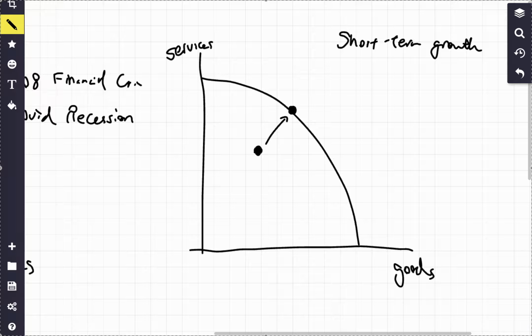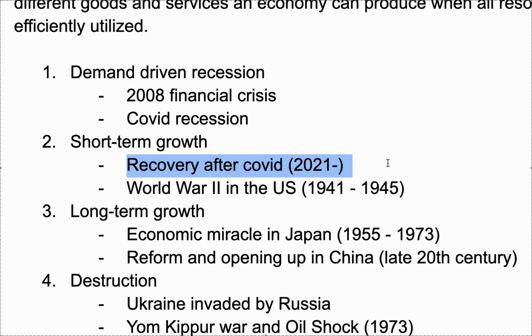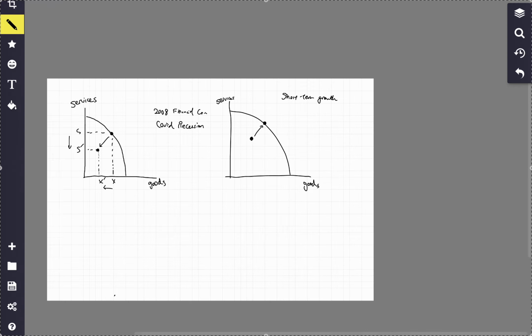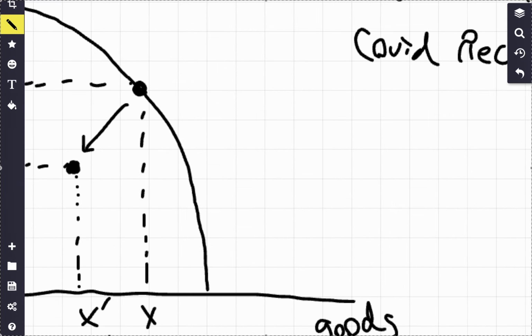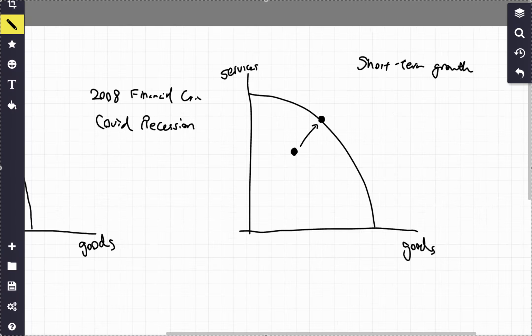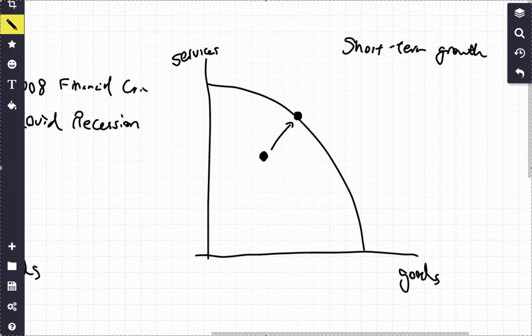An example of this is the recovery after COVID, and World War II in the US. So let's start with the recovery after COVID. The COVID recession happened, so the economy shifted from here to here. But after COVID, the economy went back to the production possibility curve, because a lot of people were unemployed and a lot of factories were left unused. They were able to operate, but they just didn't because people didn't consume. But after COVID declined, people started feeling like they could go out and travel, have fun and go shopping.